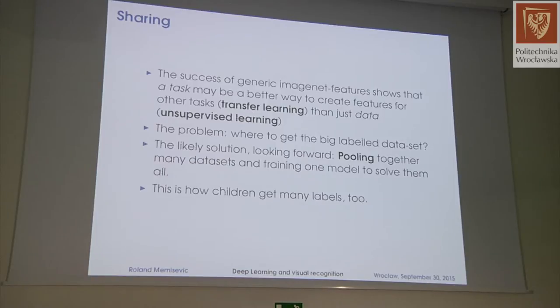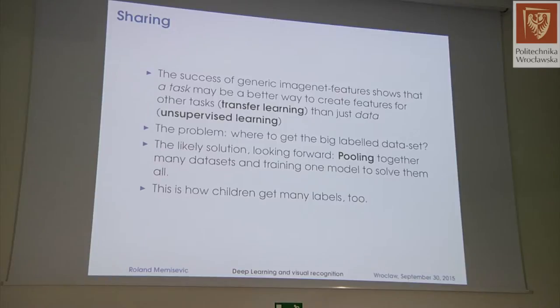Just to dwell a little bit longer on this sharing idea, this is actually an example of transfer learning. We train on one task, ImageNet, and then we use part of that network on another task, like classifying photographic style.